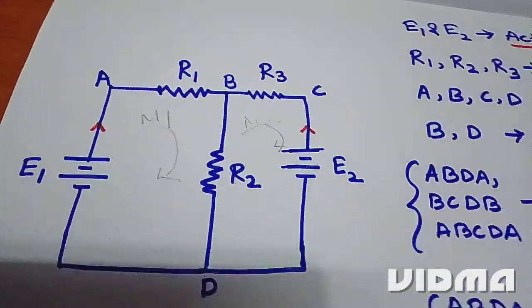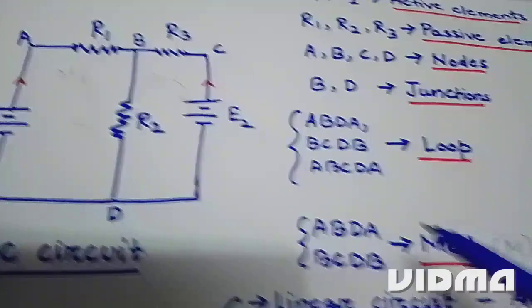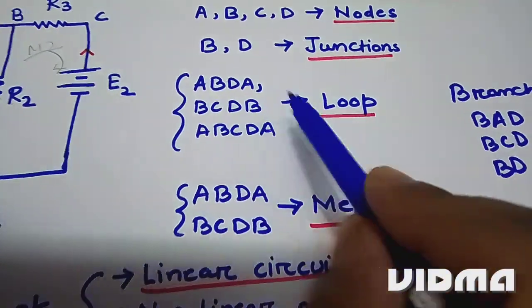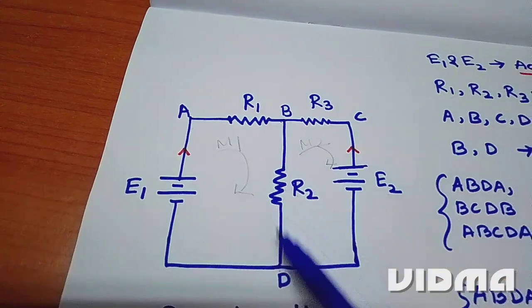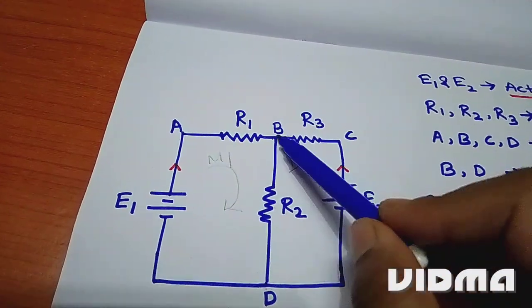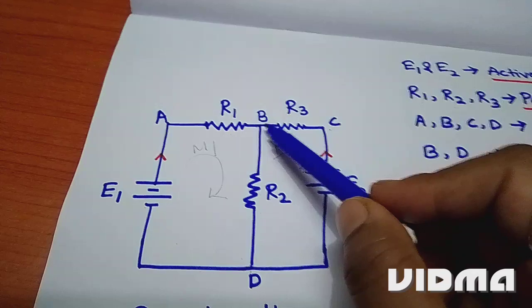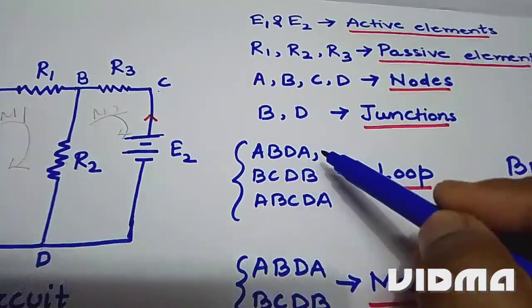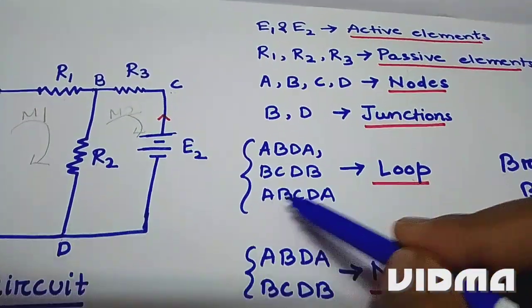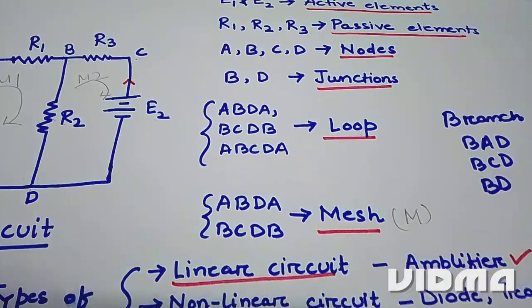A loop is any closed path of a network. We have ABDA, BCDB and ABCDA. Any closed path like A, B, D and A. Similarly, loop 2 is B, C, D and B. Again we have the total outer loop A, B, C, D. So we have three loops in this circuit: ABDA, BCDB and ABCDA.